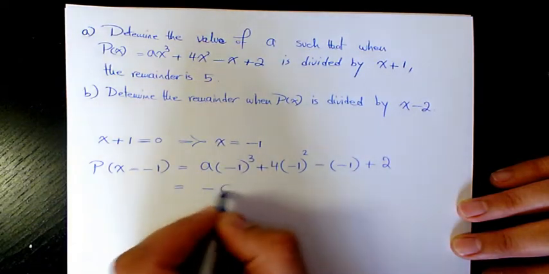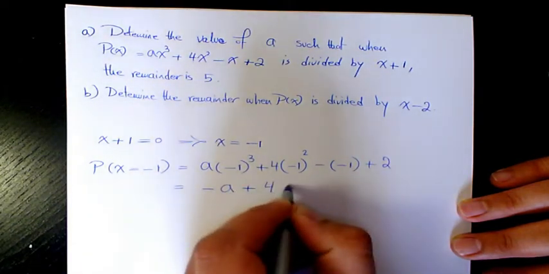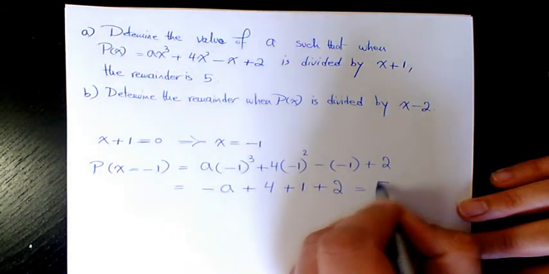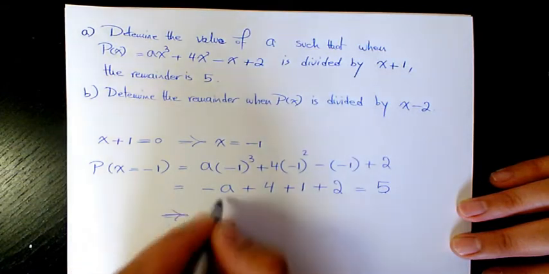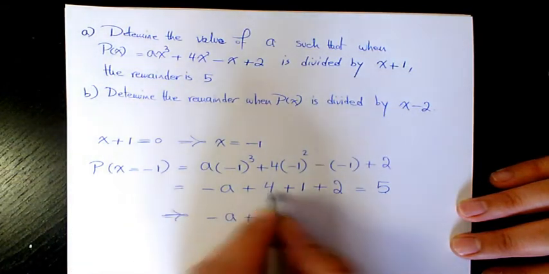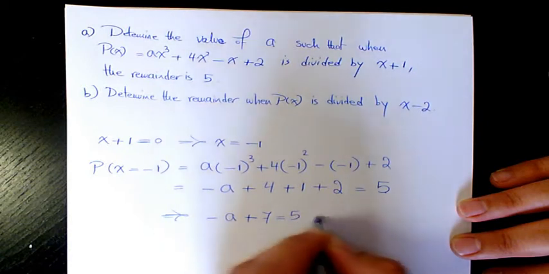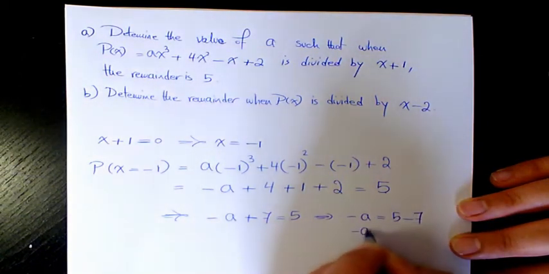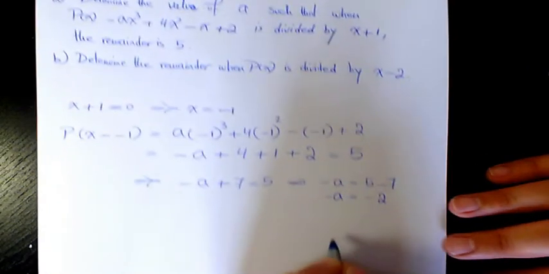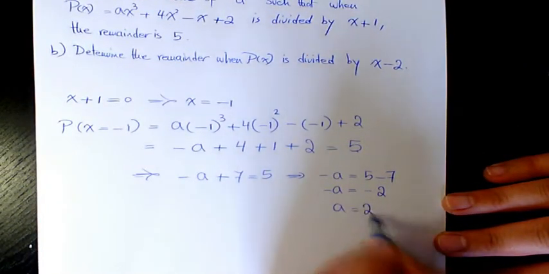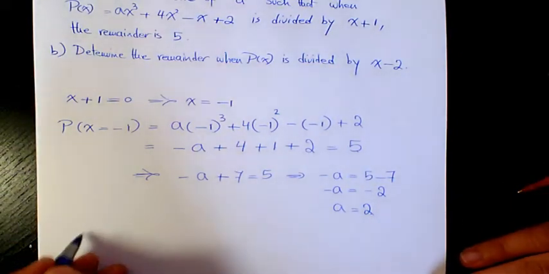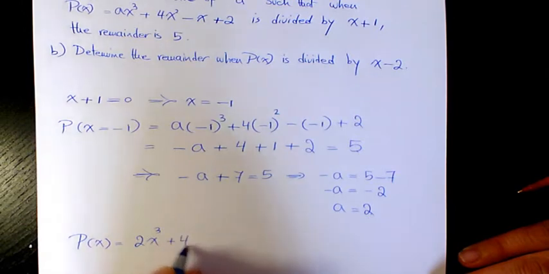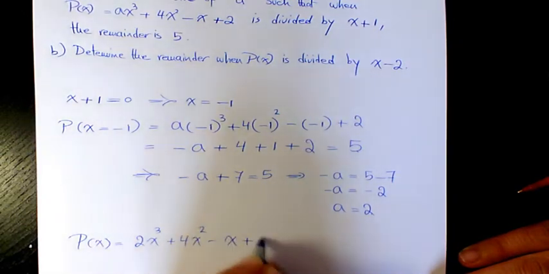That's going to be negative a plus 4 plus 1 plus 2, and that's going to be equal to 5. Therefore, negative a plus 7 equals 5. So negative a equals 5 minus 7. Negative a equals negative 2. So a will be equal to 2. So the polynomial will be p of x equals 2x cubed plus 4x squared minus x plus 2.